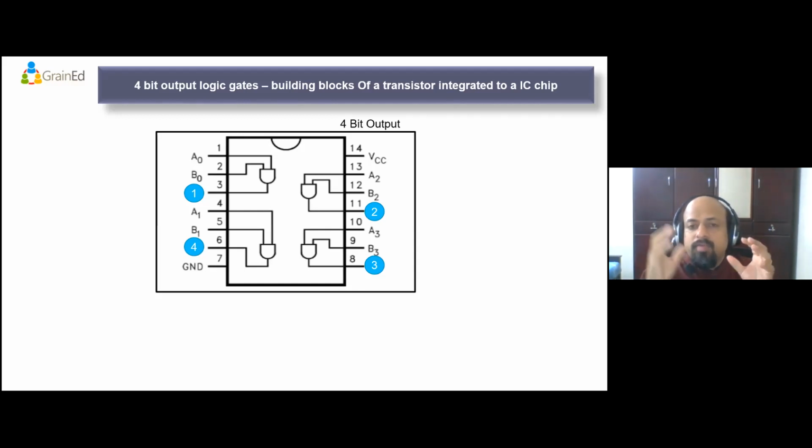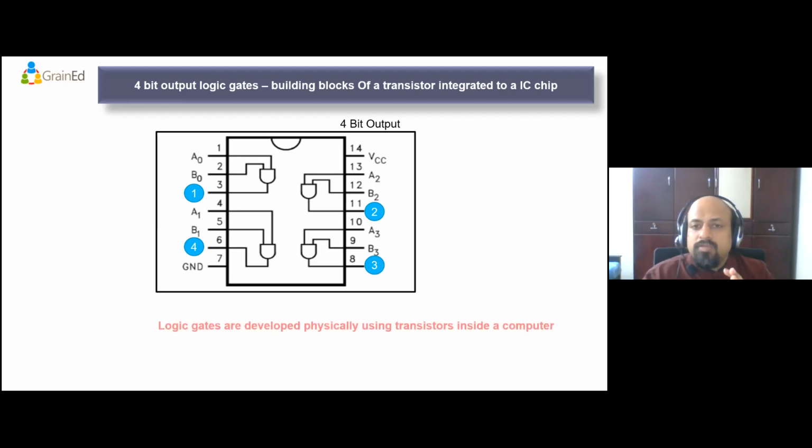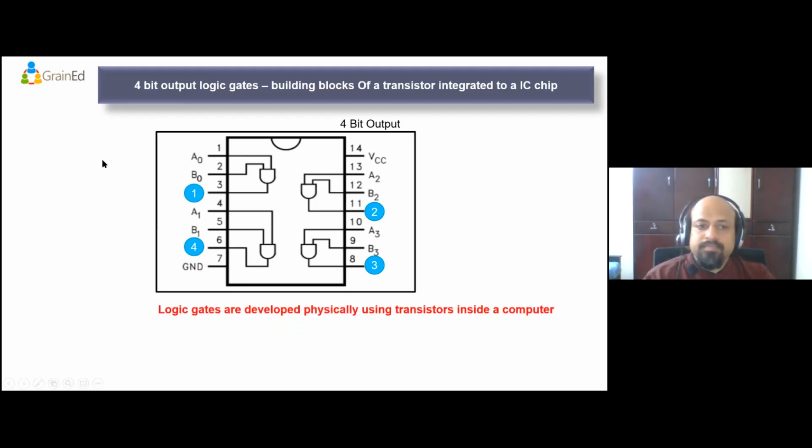So this is something like this. You would have heard of a 4-bit computer, 8-bit computer, or 8-bit processor. So how does this 4-bit memory, 8-bit memory look like? This is how the circuit looks like, right? With some pins on the left side and the pins on the right side. So if you search it in Google, you will see a photo similar to that, right? Now, logic gates are developed physically using transistors inside the computer. Okay.